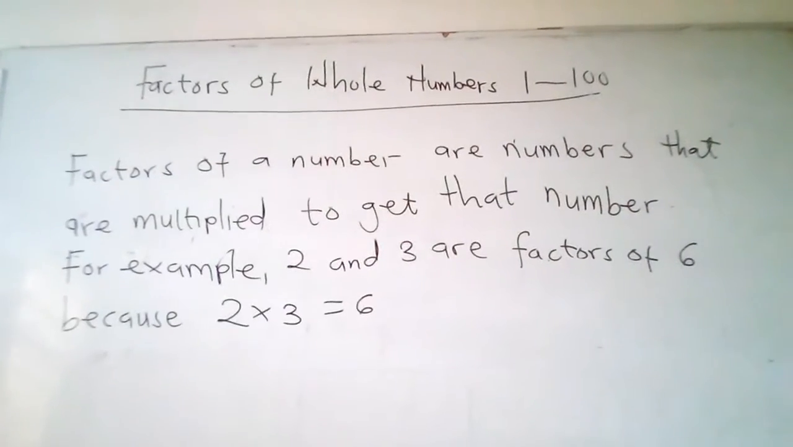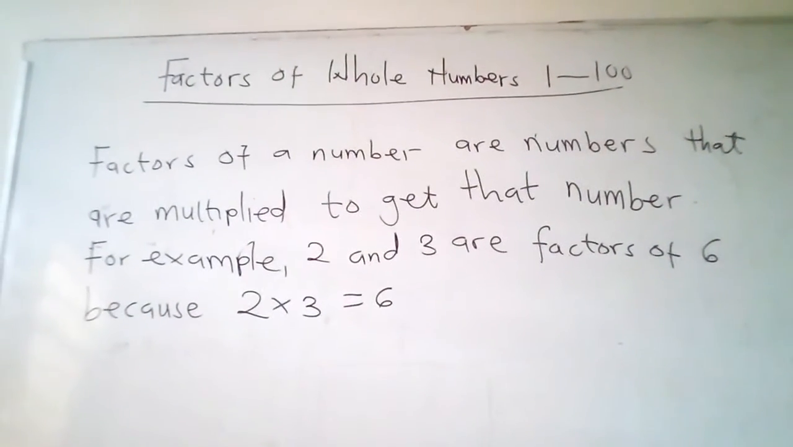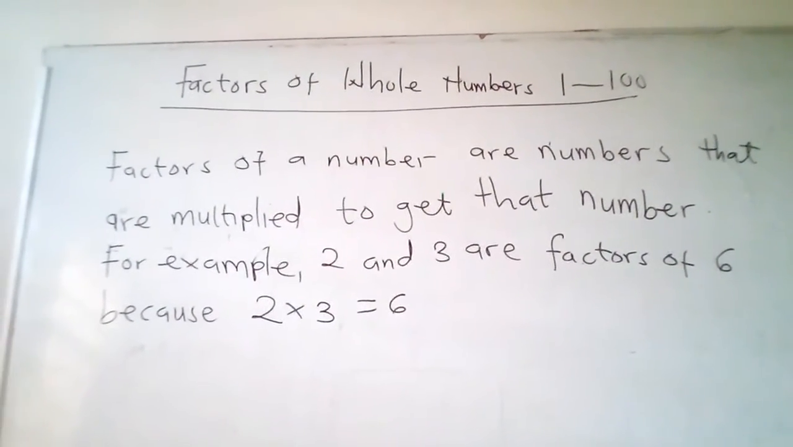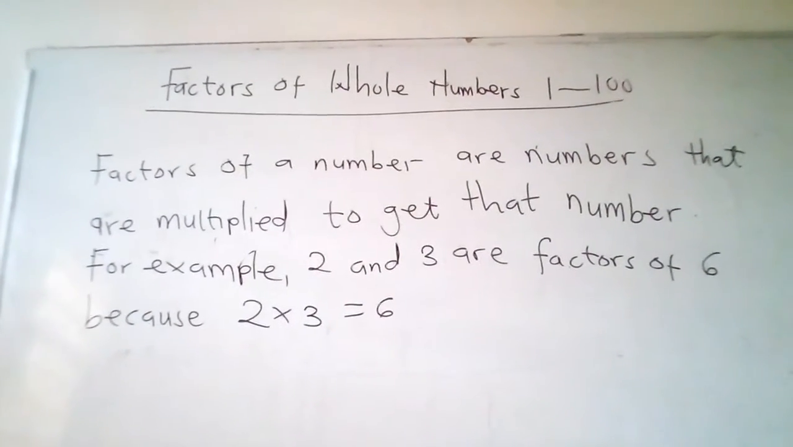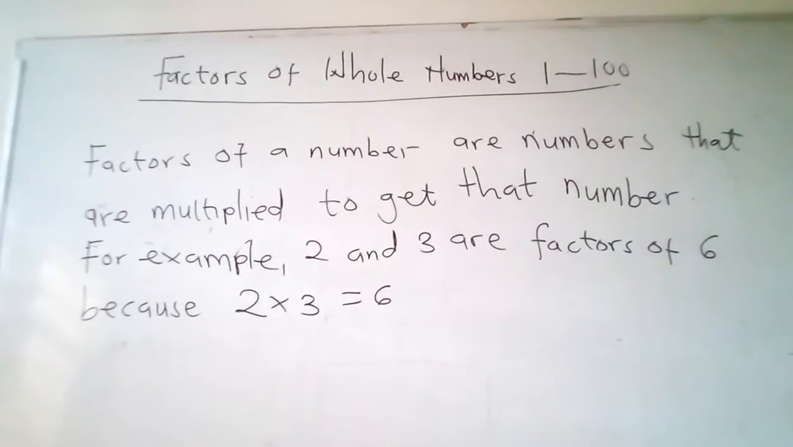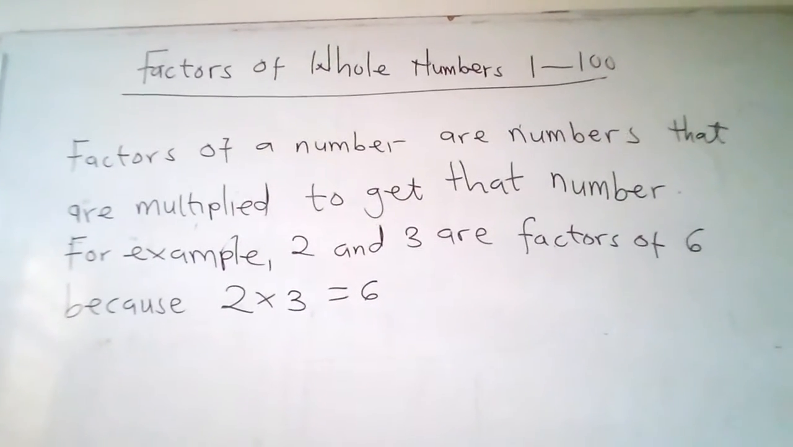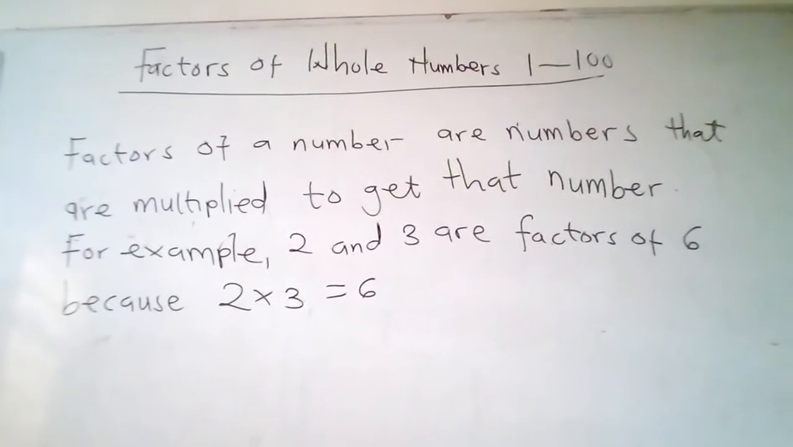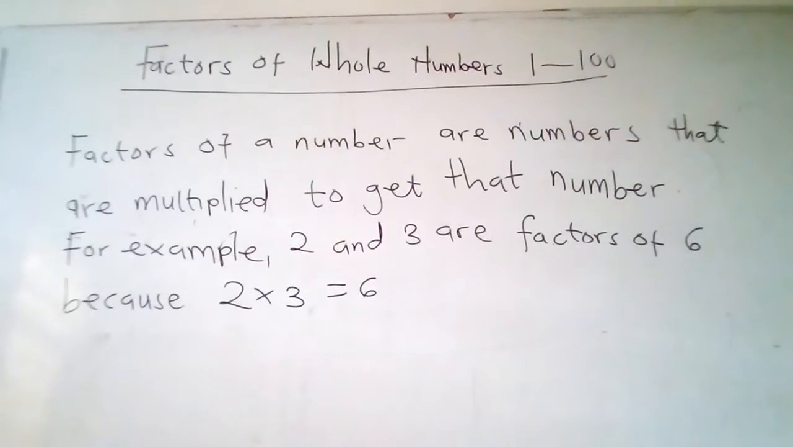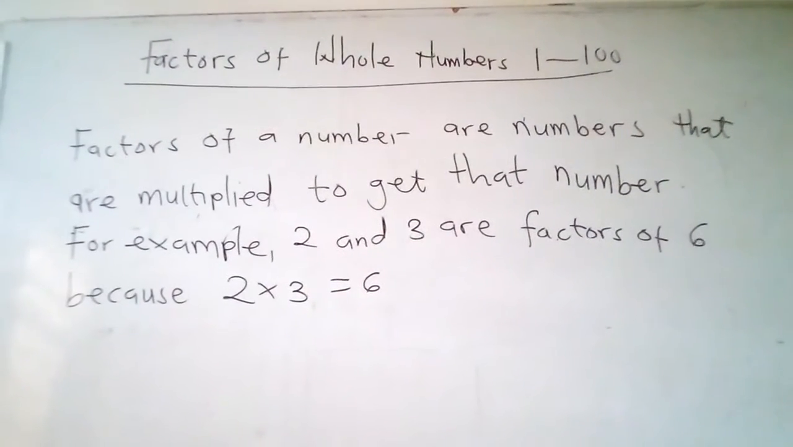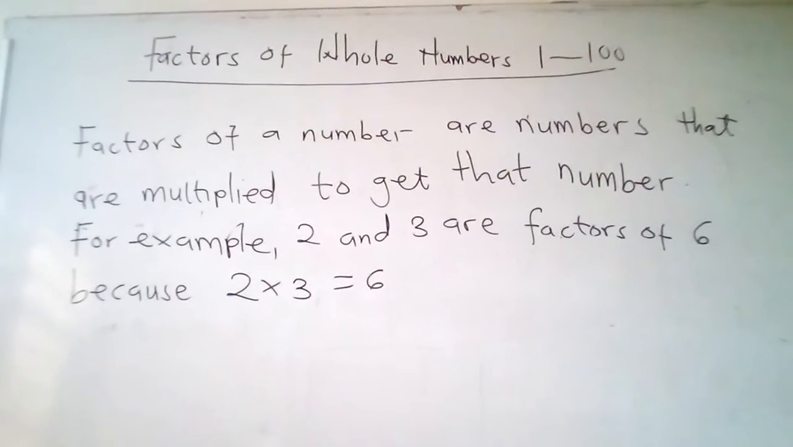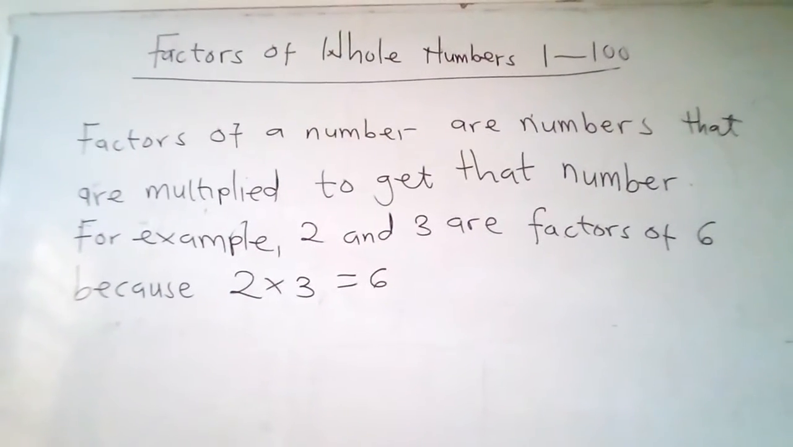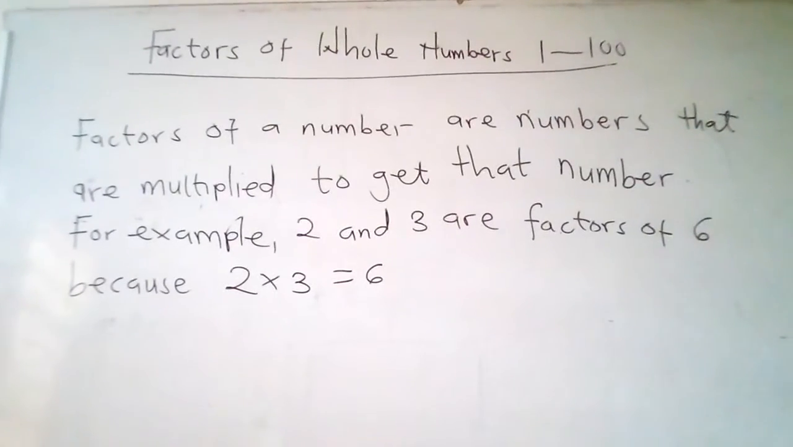In this video, we learn about factors and multiples of numbers from 1 to 100. So, factors of whole numbers 1 to 100. Now the question: what is a factor of a number? Factors of a number are numbers that are multiplied to get that number. For example, 2 and 3 are factors of 6 because when you multiply 2 by 3, you get 6.